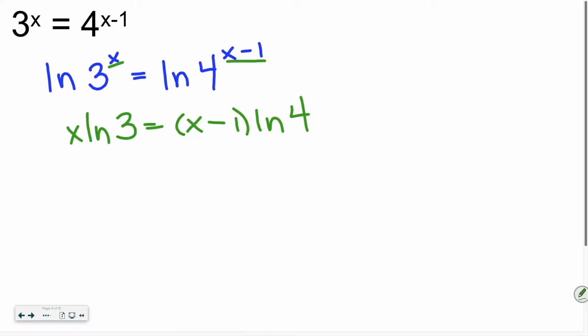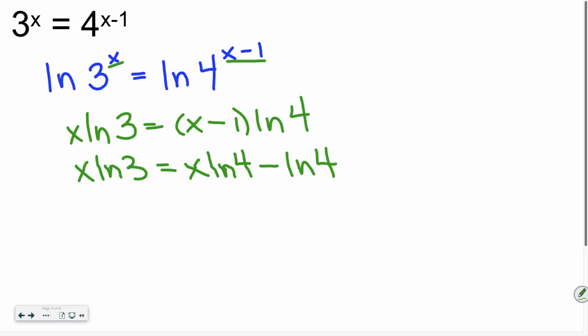Okay. All right, well now we don't have any exponents. That's nice, right? Okay, so let's do this. x minus 1 is being multiplied to the natural log of 4. So let's go ahead and multiply that through. So we would have x times the natural log of 4 minus 1 times the natural log of 4. Okay. Now we're solving for x. Do you agree?